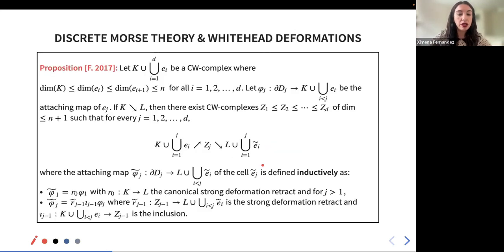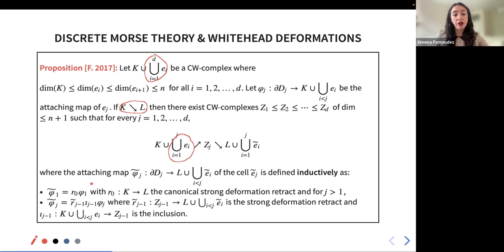So it looks horrible, but the idea is that you can iterate this process. You have K and you attach different cells, all of dimension up to n. And then you have the different attaching maps of each of these cells. And the main idea is that you have a collapse that is internal in the sense that you attach new cells on top of K, but you still want to perform this collapse internally. So you need to modify the attaching map of all these cells that you have attached on top of K.